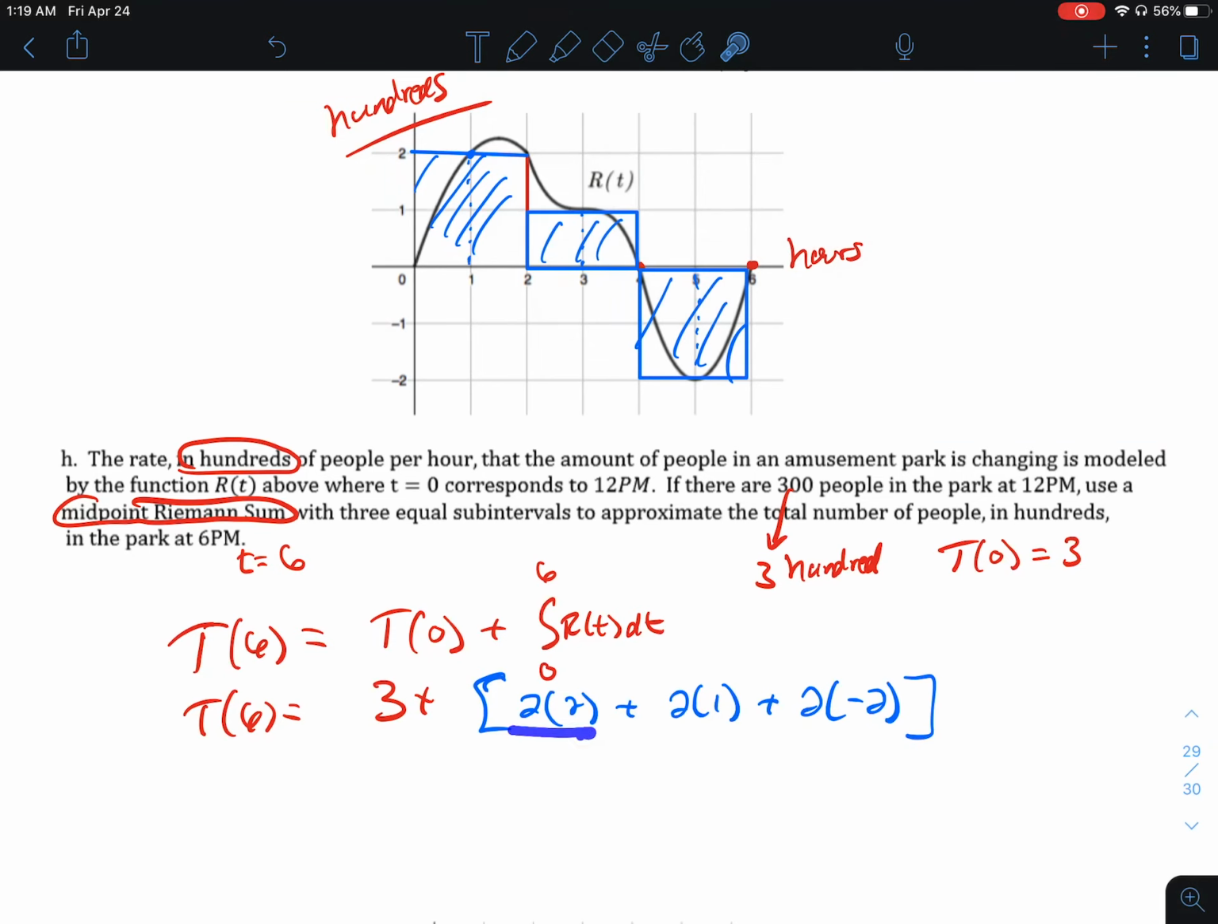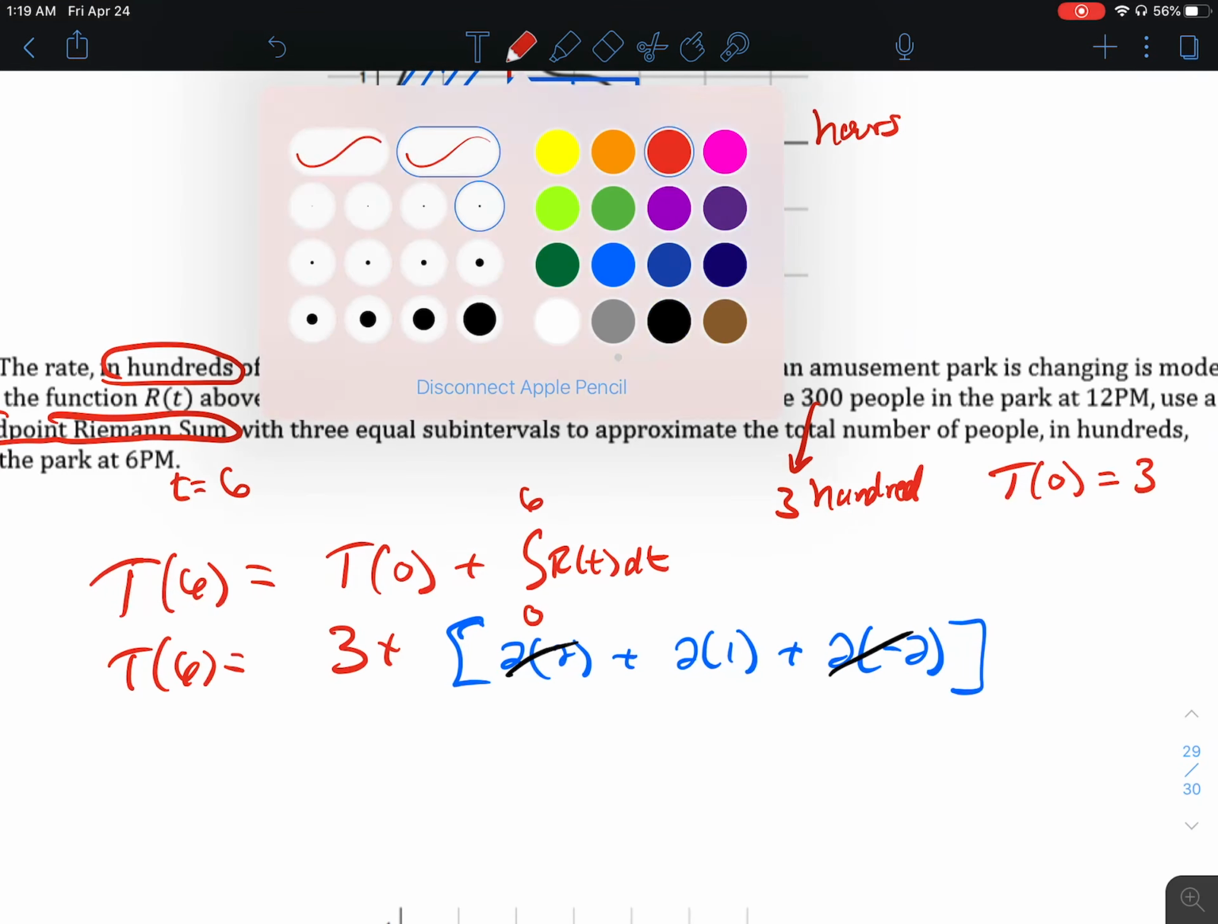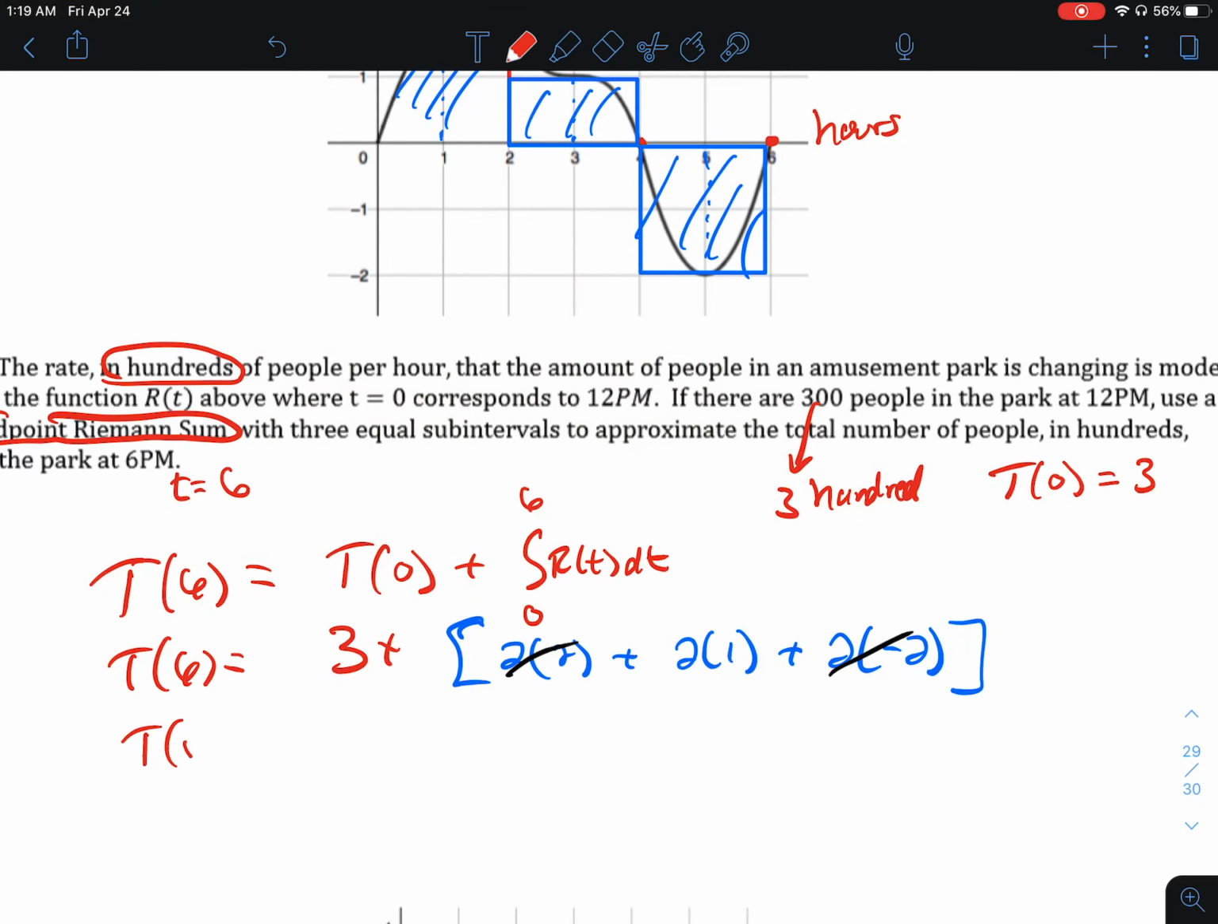2 times 2 is 4. 2 times negative 2 is negative 4. 2 times 1 is 2. So these terms here cancel out. So we're going to end up with r of 6 equals 3 plus 2. R of 6 equals 5.